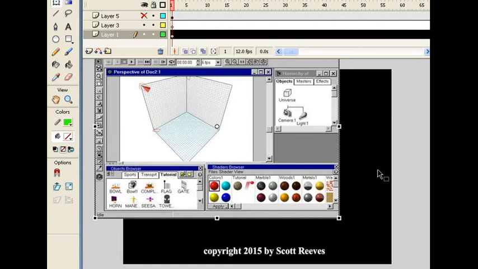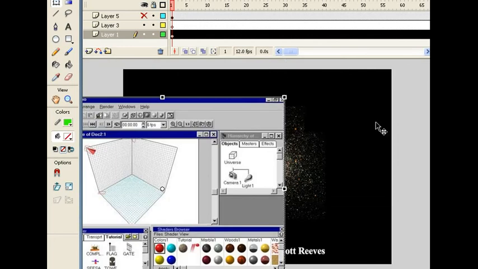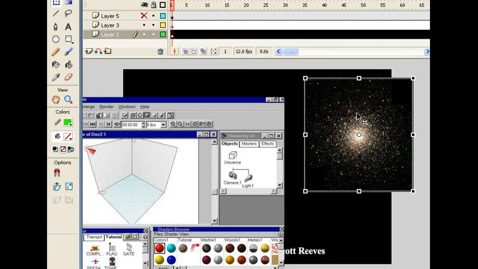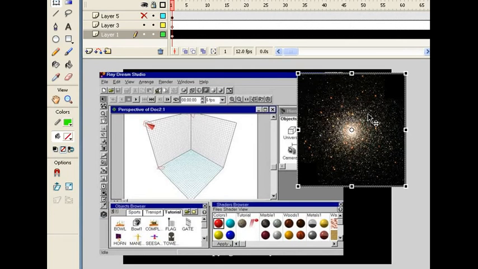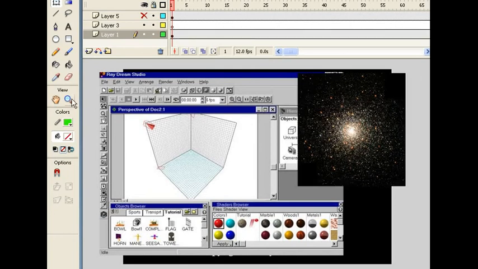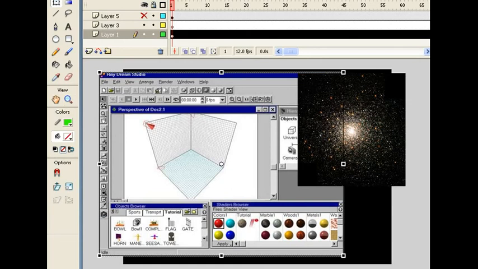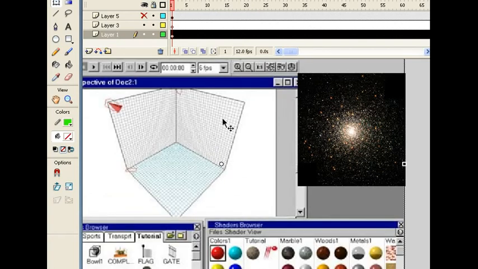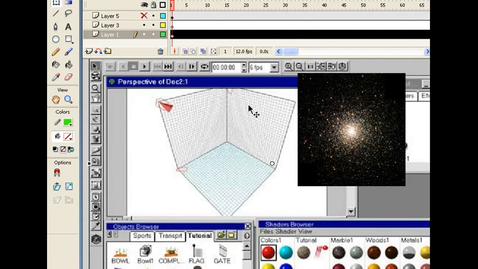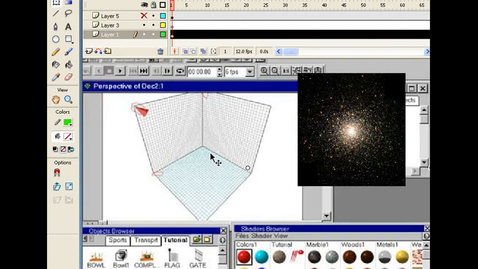This is a program I liked from the late 90s, early 2000s. It's called Ray Dream Studio. I liked this program back in the day as a 3D modeling program. Make it a bit larger. If you're familiar with 3D modeling programs, it should be obvious what this is. This is the modeling room or the stage, where it's a three-dimensional thing, three planes and everything. It's three dimensions, so you have objects in here.